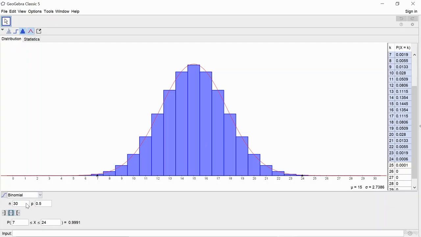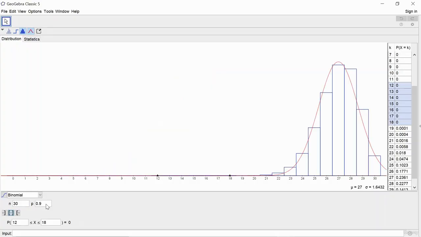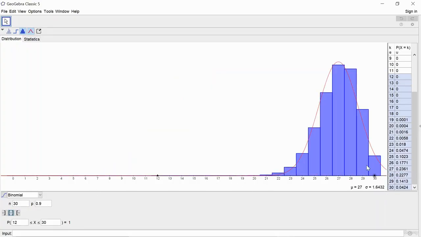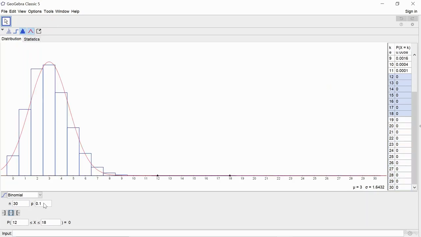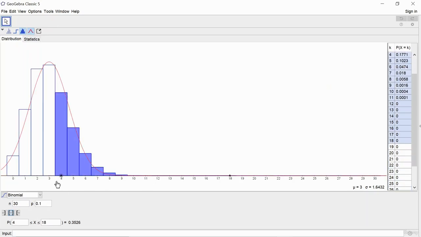Well, no. If the probability is not close to 0.5, have a look at what happens. Here the probability is 0.9, and you can see that it just doesn't have a symmetrical shape. And if I try to place a normal distribution over the top of it with the same mean and standard deviation, it just doesn't look that good. Similarly, if the probability is close to 0, again, it just doesn't look that good.